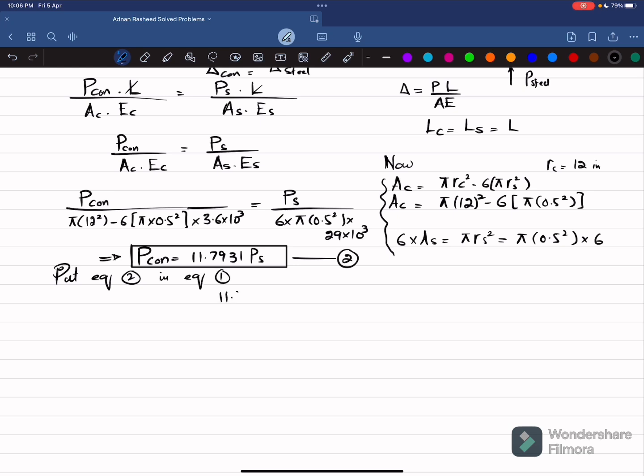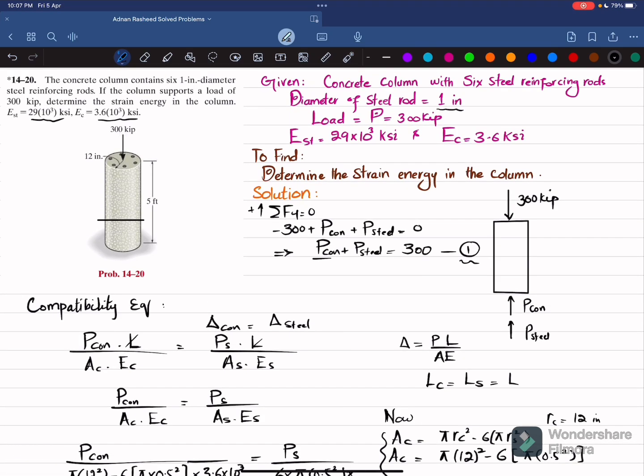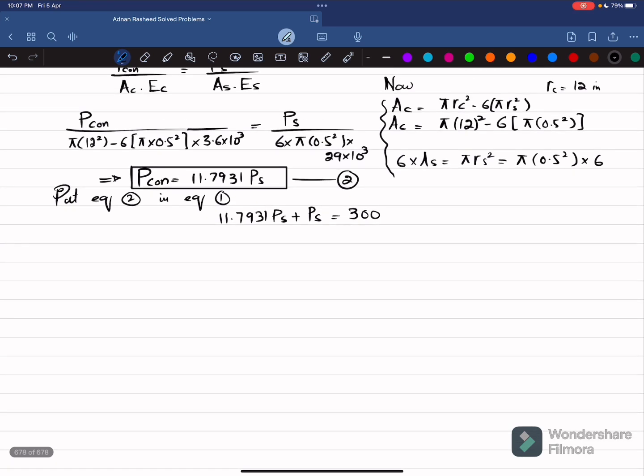So P of concrete is 11.7931 PS plus PS is equal to 300. What I did is that I replaced P of concrete with its value, and P of steel was there, so their sum must be equal to 300. Now when you solve this, you will get P of steel equal to 23.45 kip. So out of 300 kip, each steel rod takes 23.45 kips load. This is equation number 3.